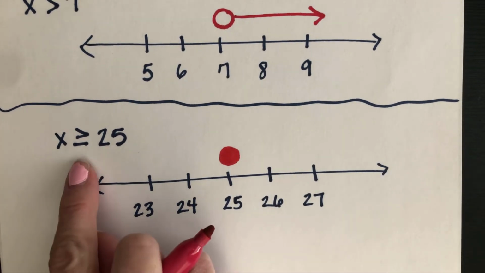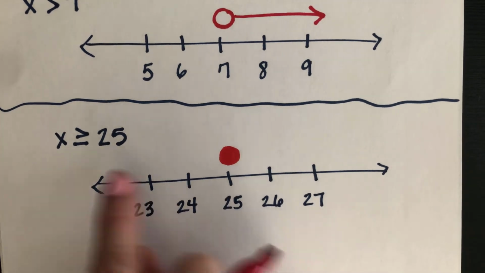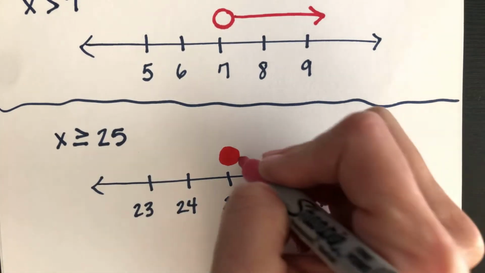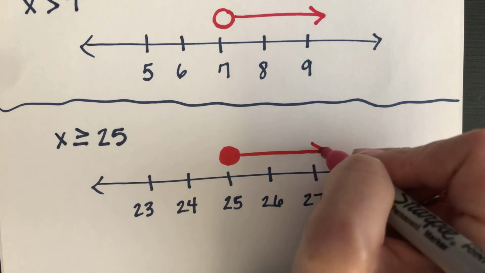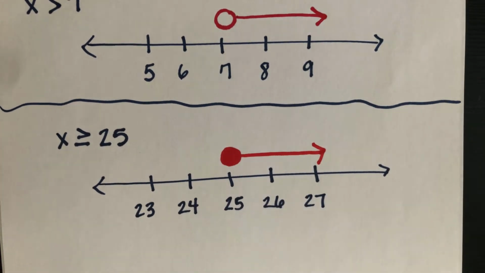And it says X is greater than. So the answer for X that we plug in here has to be greater than 25 or equal to 25. So I can go ahead and draw my arrow to the right.